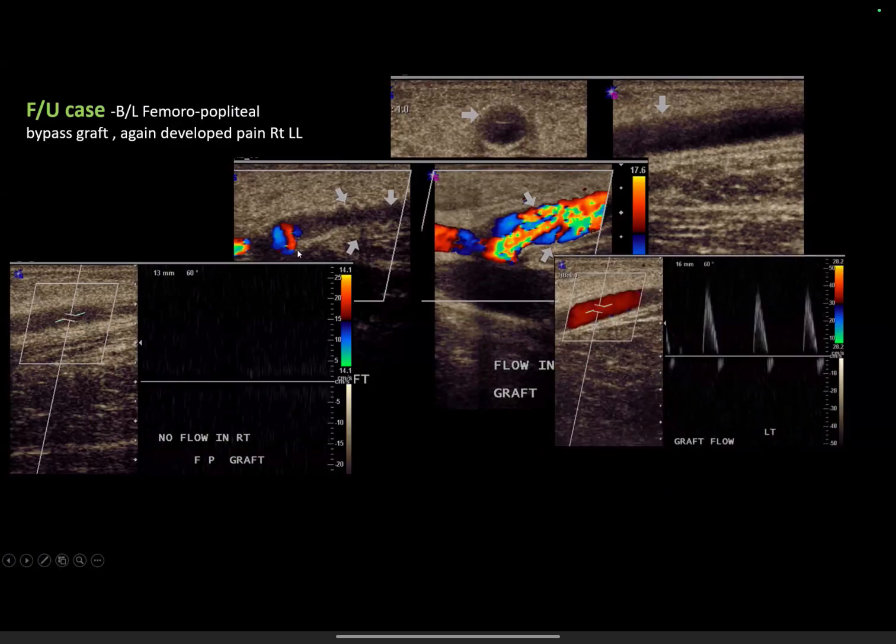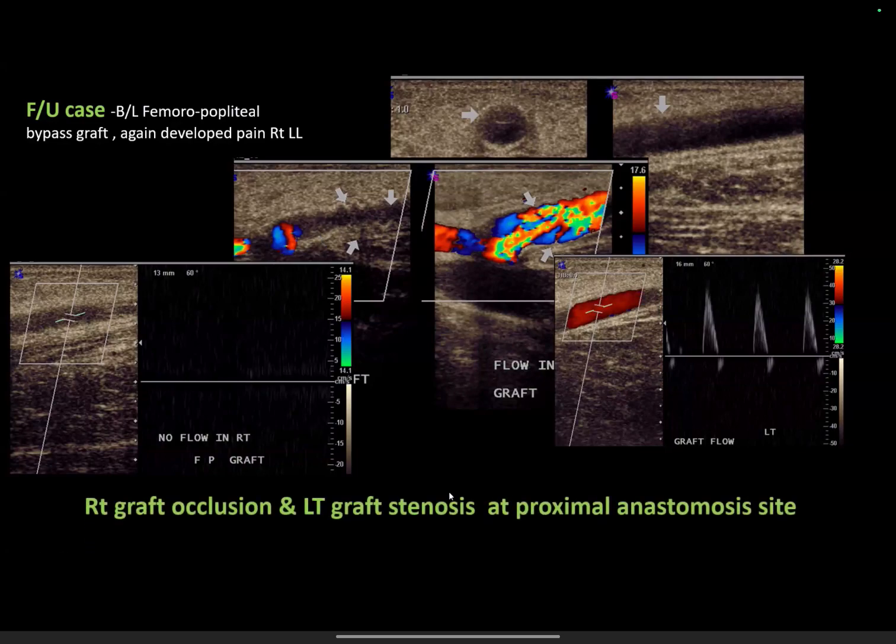So this was the status. Again, the graft was occluded on the right side and needs a surgical intervention again. So this was a case of right graft occlusion and left graft stenosis at the proximal anastomotic site.